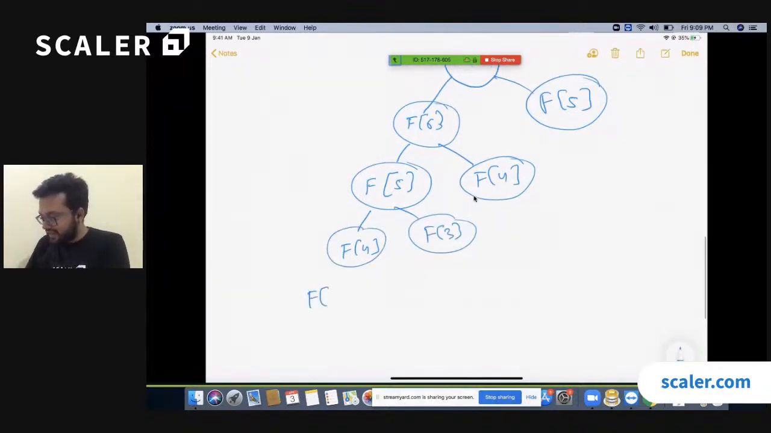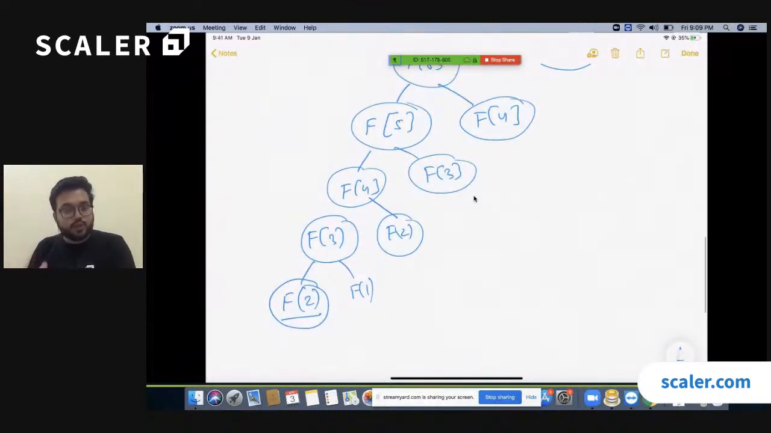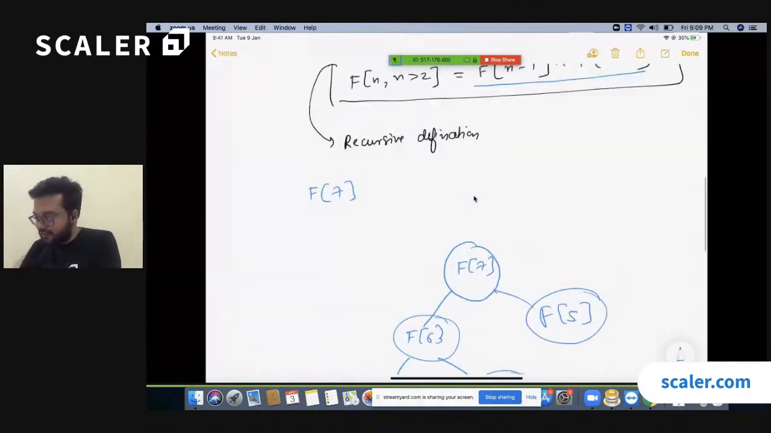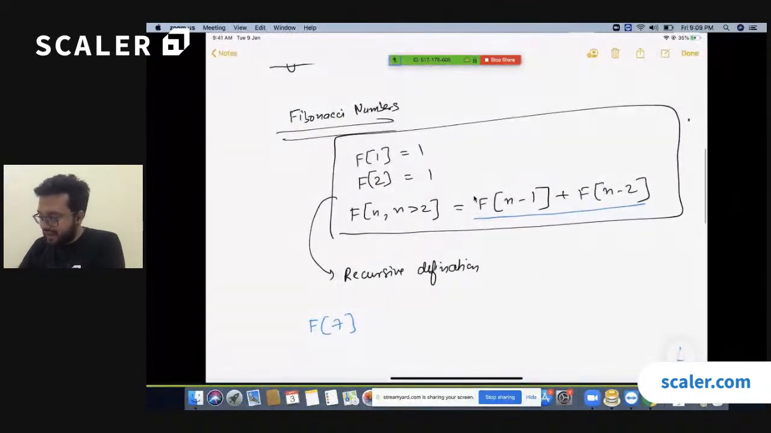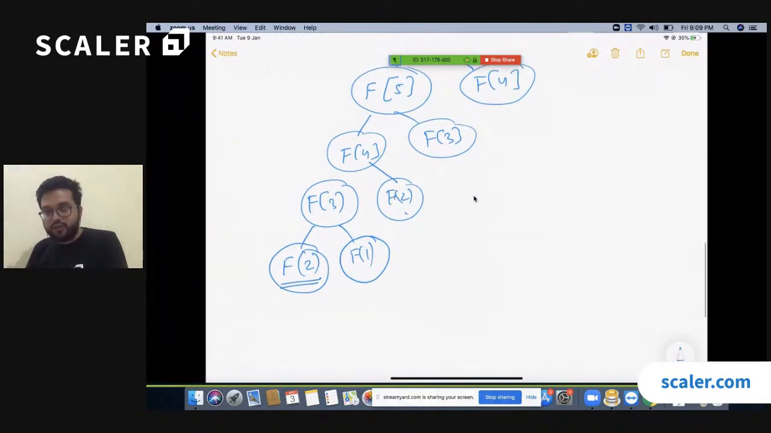F4 can be represented as the summation of F3 and F2, where F3 can be represented as the summation of F2 and F1. Now we know that we need not define F2 into smaller subproblems, because by definition, I already know that F2 is equal to 1, and I already know that F1 is equal to 1. So the answer to this is already known, so no need to divide it further.